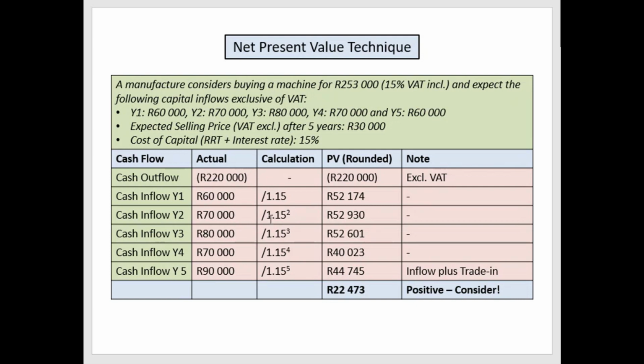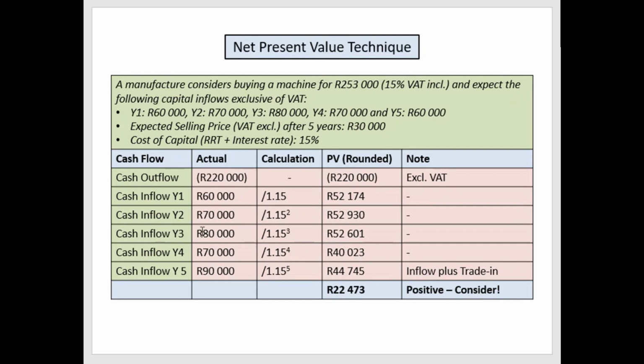Not just 2 anymore, 1.15, but to the power 2. Why? Because it's got this compounding effect. Okay. So when I do that calculation, I get to 52,930.